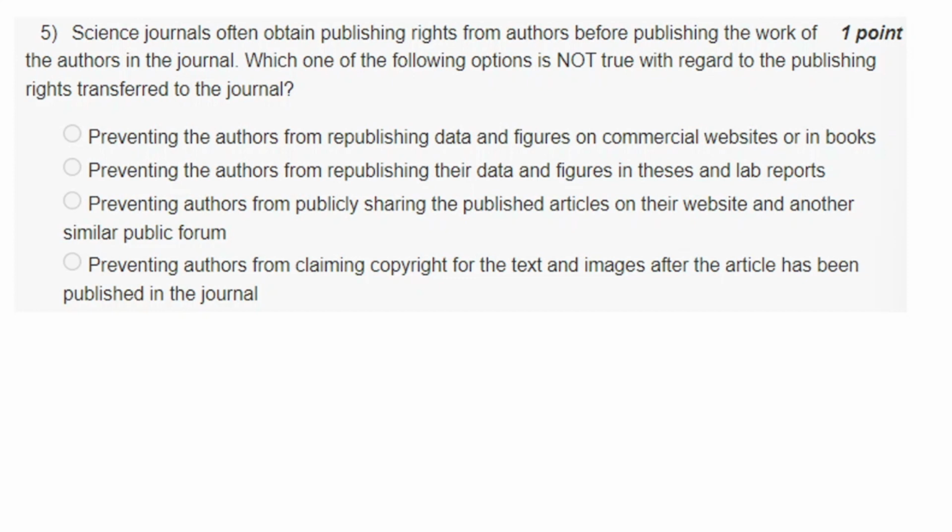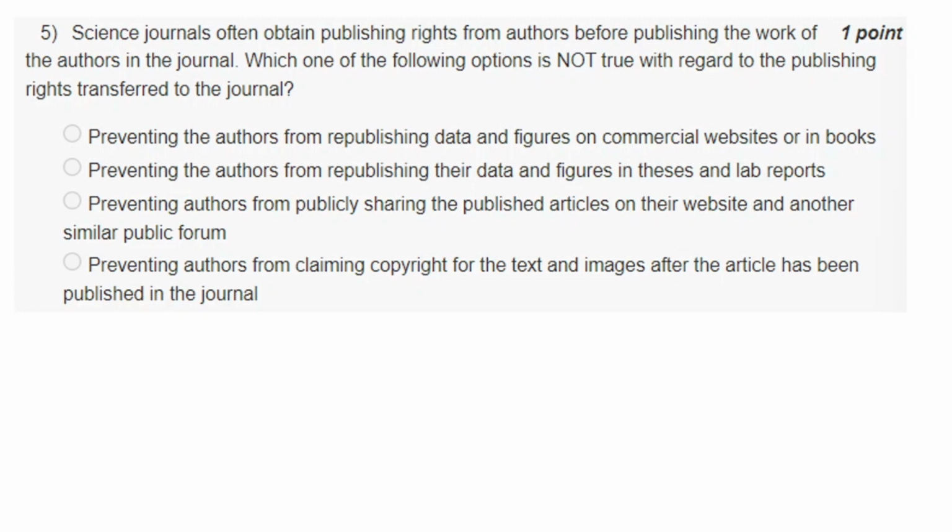Then preventing authors from claiming copyright for the text and images after the article has been published. Okay, this is dicey. I think it depends on what has been mentioned in the publishing rights, to be very honest. Preventing authors from claiming copyright for the text and images after the article has been published, if you've already willingly published it into a journal, why would you then claim copyright?